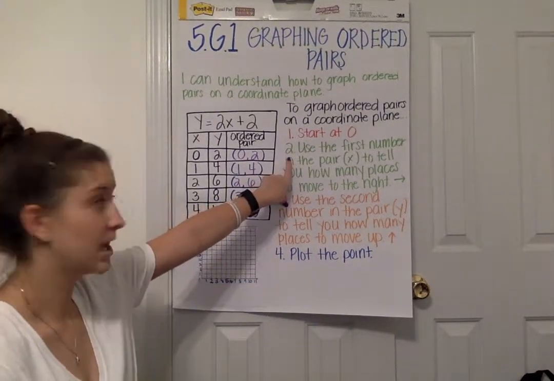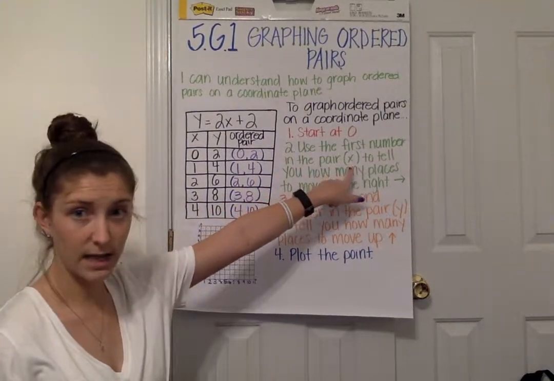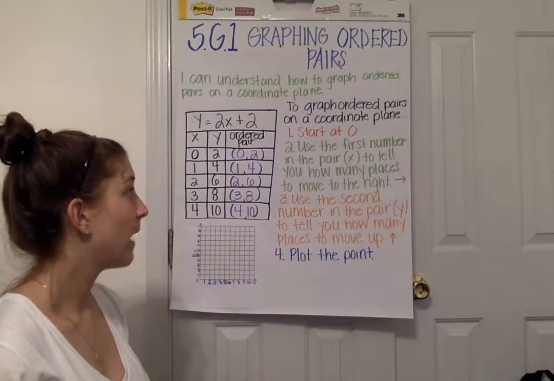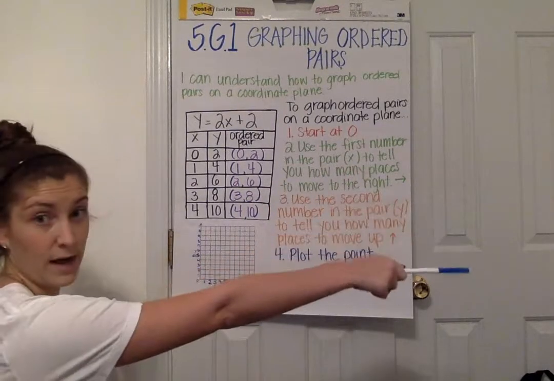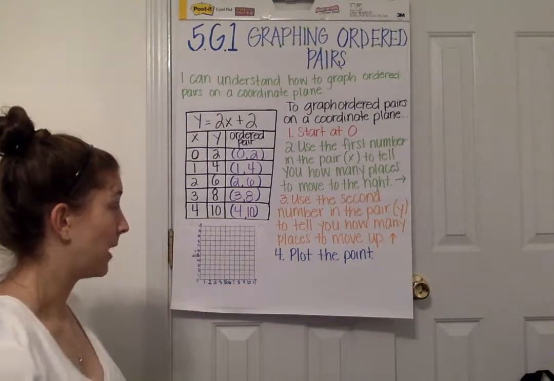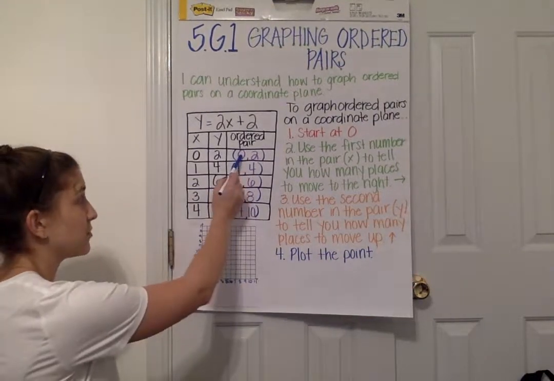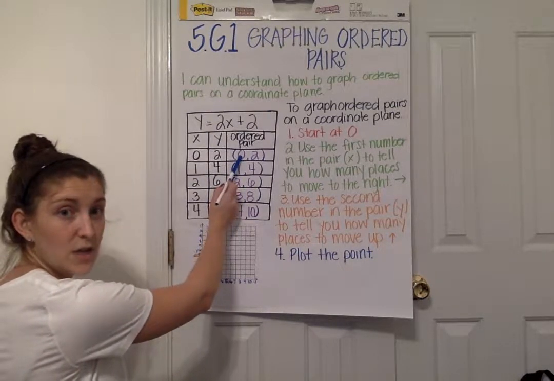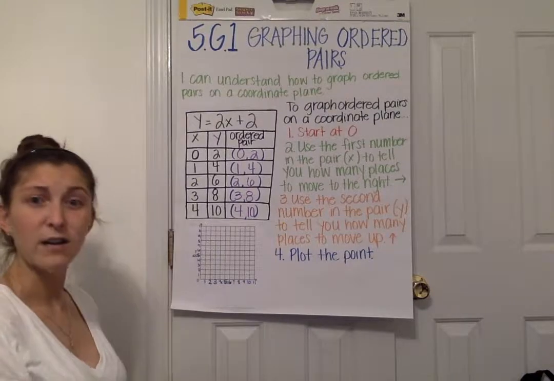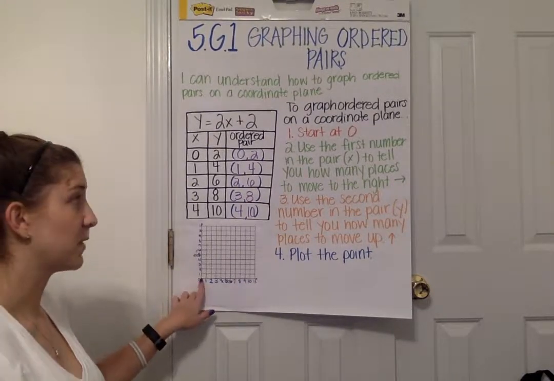Direction number 2 says, use the first number in the pair, which is x, to tell you how many places you move to the right. So we're going to be going that way. Now, if I look at my first ordered pair, my first x is 0. So am I going to move to the right at all? No, I'm not. I'm going to stay right here on 0.